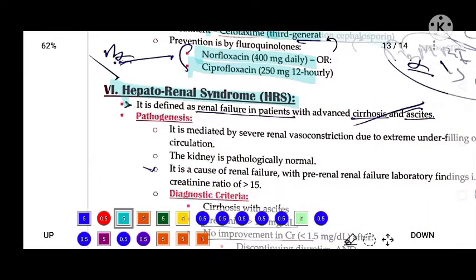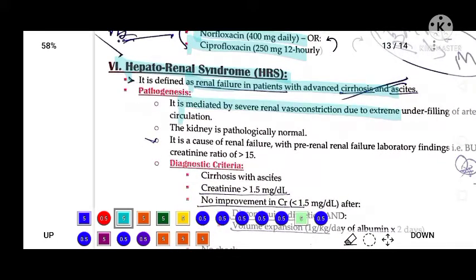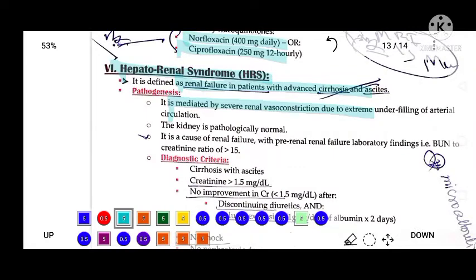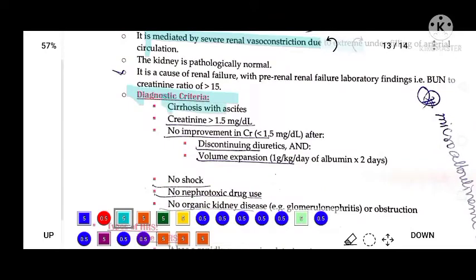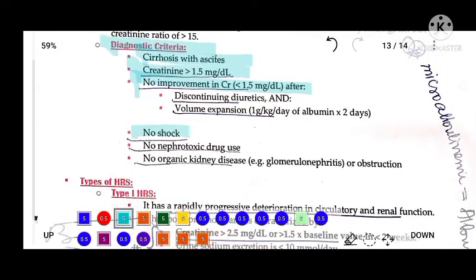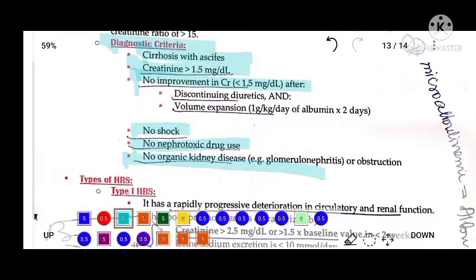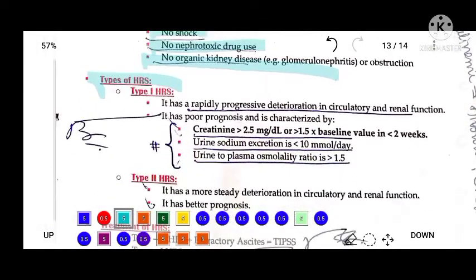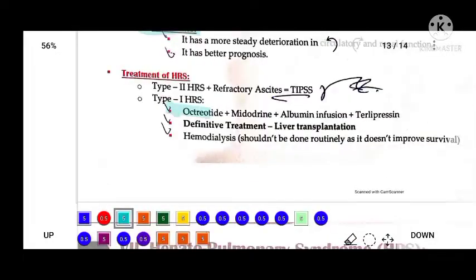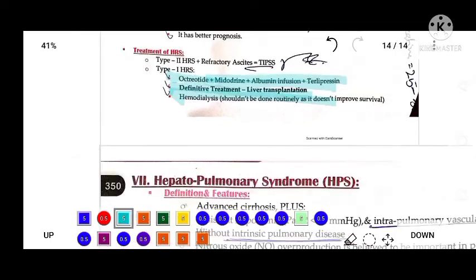And another complication is hepatorenal syndrome. It is involvement of renal failure along with ascites and cirrhosis, and is mediated by renal vasoconstriction. Vasoconstriction will be there, then fluid retention and edema will be there. Diagnostic criteria are cirrhosis with ascites, creatinine level greater than 1.5, and no shock, no nephrotoxic drug usage, and no organic kidney disease. There are two types of hepatorenal syndrome, type 1 and type 2. Treatment will be octreotide, midodrine, and albumin infusion, and terlipressin should be given. Liver transplant and hemodialysis is the only definitive treatment.